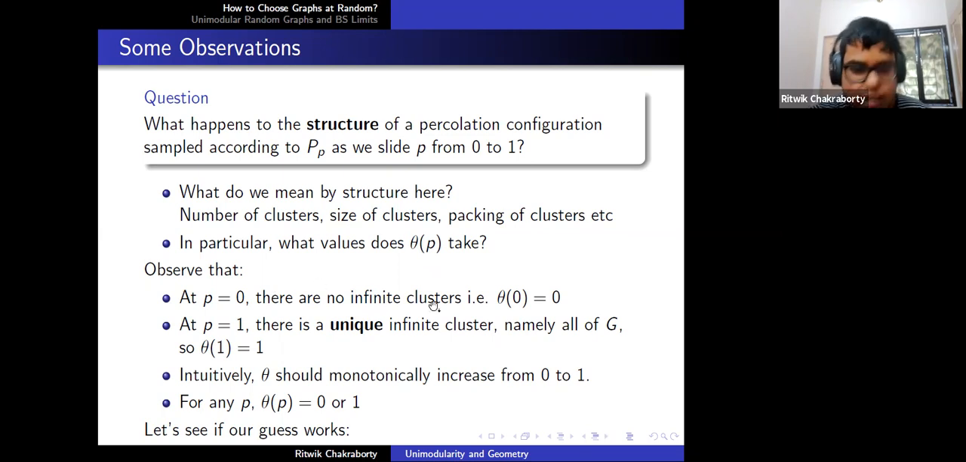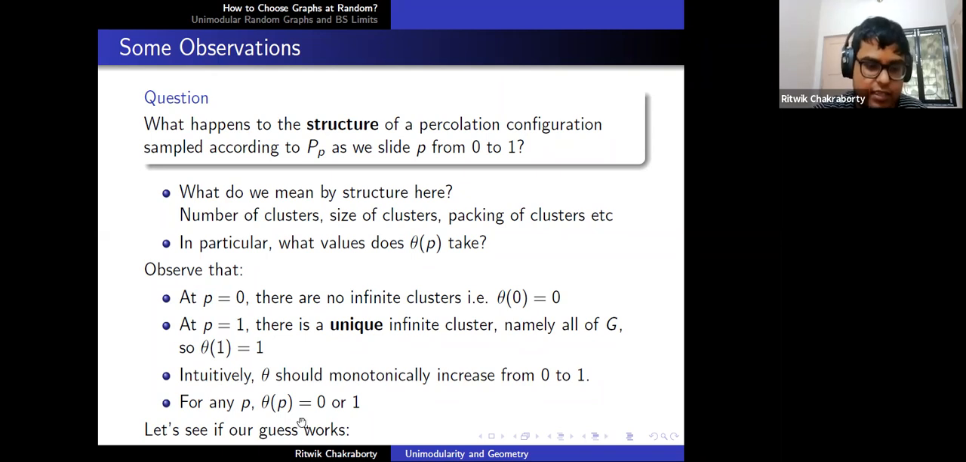So firstly, at p equal to 0, we know that there are no infinite clusters, right? Every edge is closed. And at p equal to 1, there is a unique infinite cluster, namely all of them, right? So therefore, theta 1 is going to be equal to 1. Now, as I said, intuitively, you should expect theta to monotonically increase from 0 to 1, because as you increase your value of p, you expect more and more edges to open up.